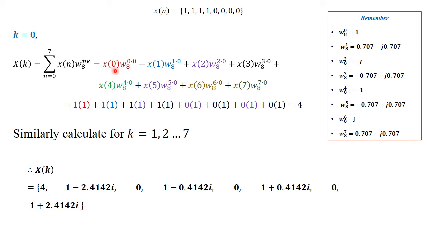So x of 0 omega 8 power 0 into 0, first 0 indicates small letter n, second one indicates value of k. So n is equal to 0, k is equal to 0, therefore 0 into 0 we are going to have. Then x of 1 omega 8 power 1 into 0, k value remains 0 throughout this particular representation. Only n value will keep varying from 0, 1, 2, 3 up to the value 7. So final expression x of 7 omega 8 power 7 into 0 we are going to have.